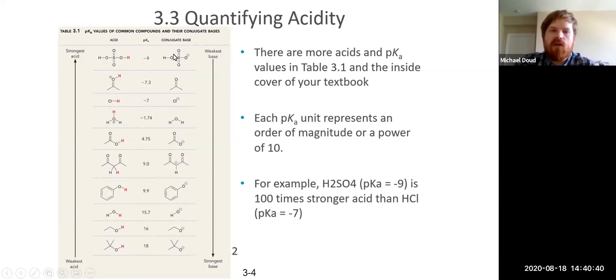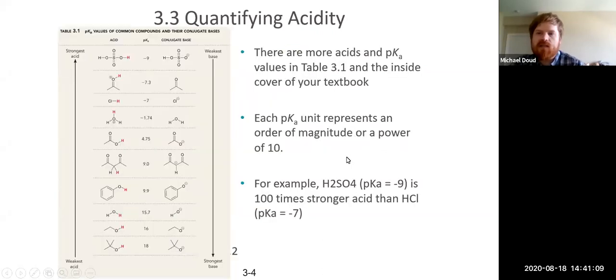The other thing to point out here is that this is a logarithmic scale. The pKa scale is logarithmic. So for example, sulfuric acid has a pKa of negative 9. Hydrochloric acid has a pKa of negative 7. That actually means that sulfuric acid is 10 to the second times stronger, because that's the difference. Negative 7 to negative 9 is 2. So 10 to the 2 times stronger. In other words, it's 100 times stronger. So we just want to keep that in mind.